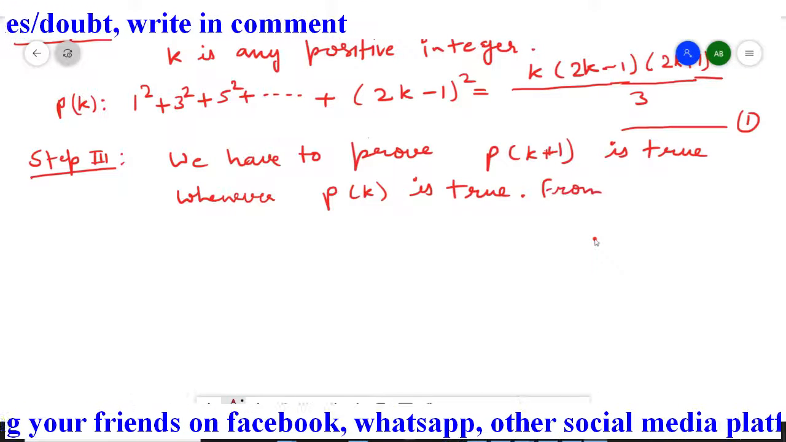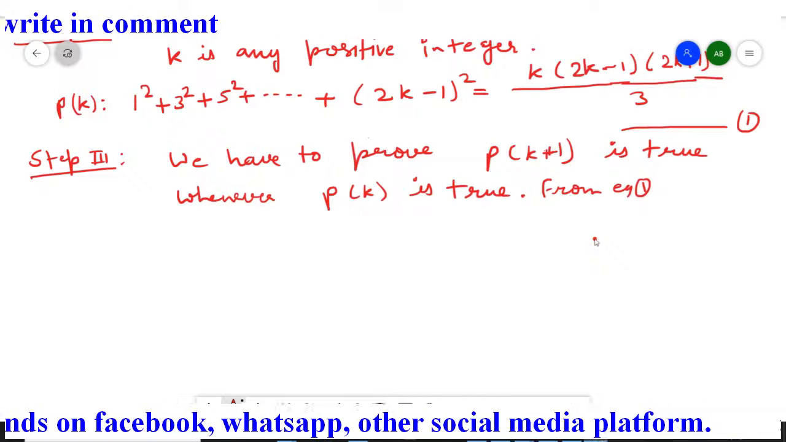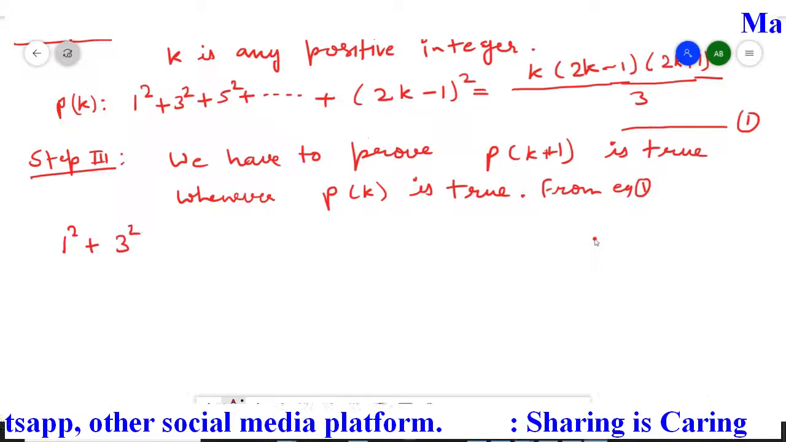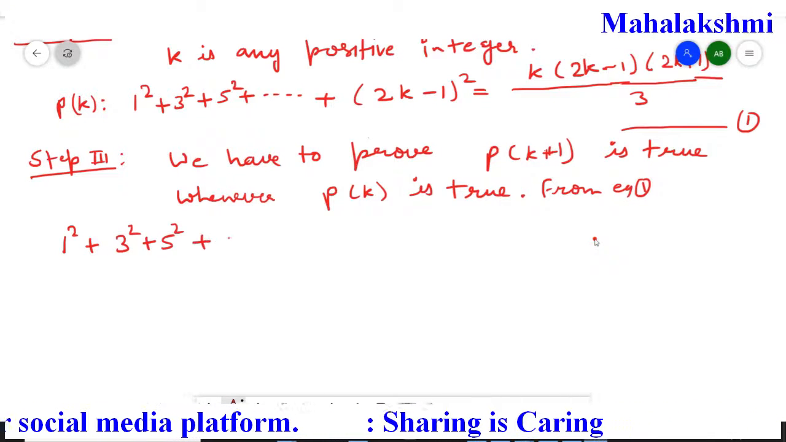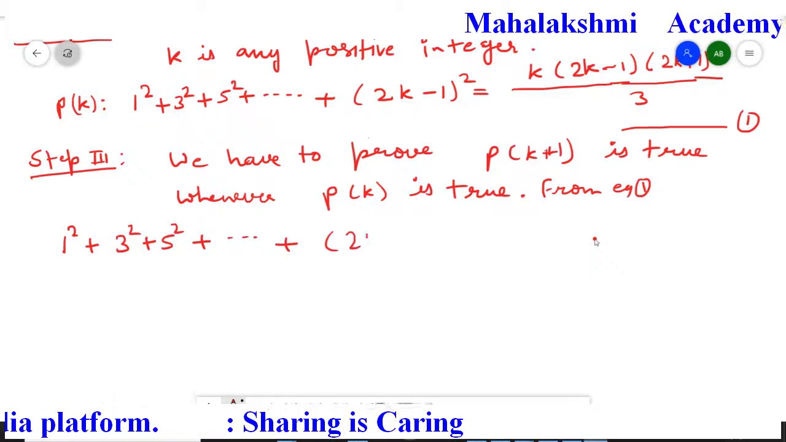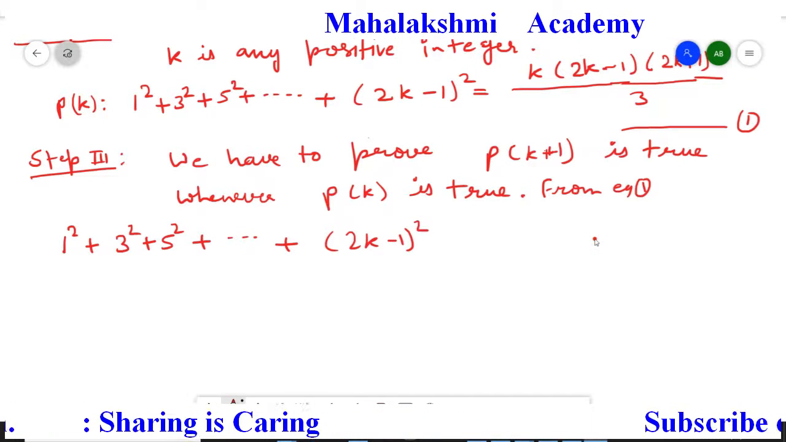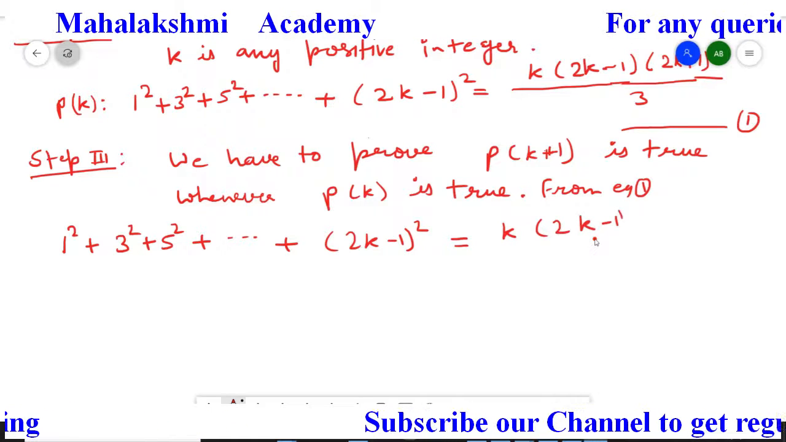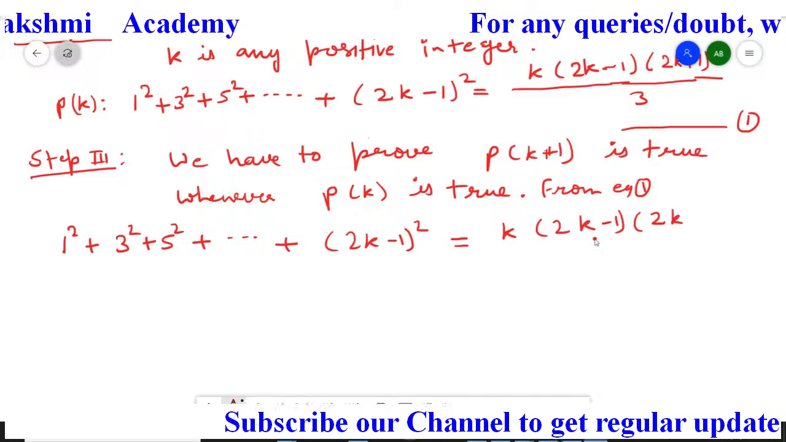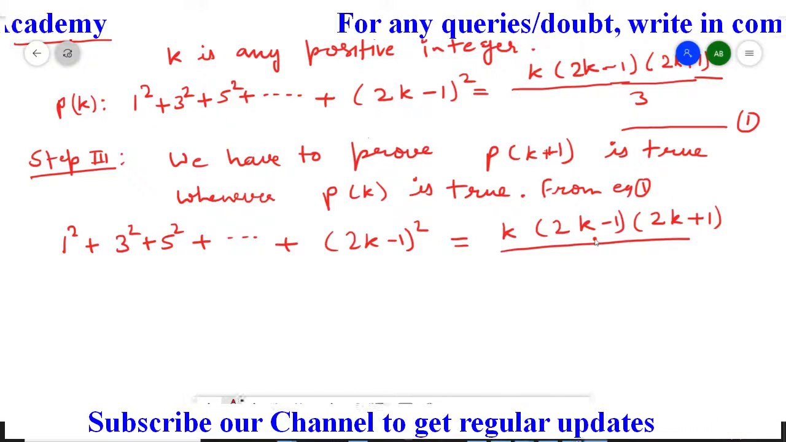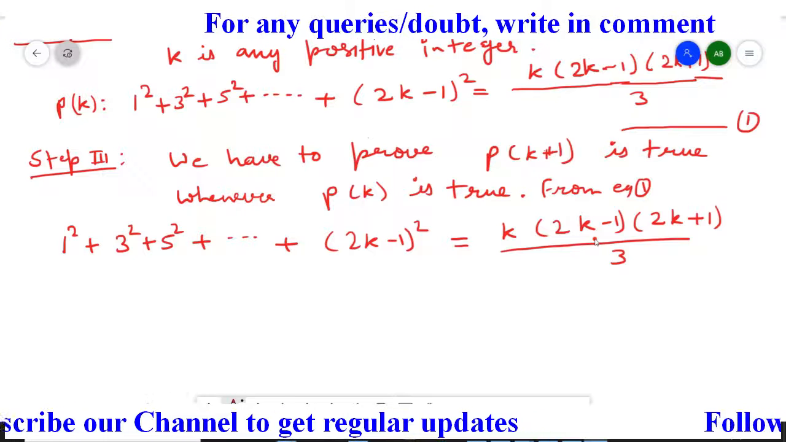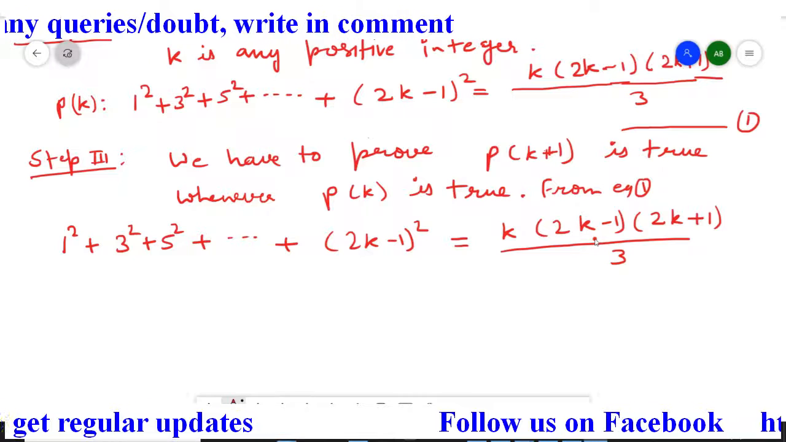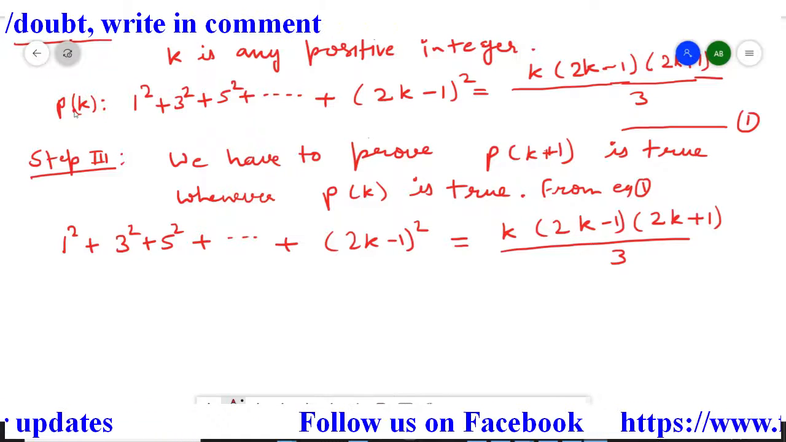So we will write down here from equation 1. First equation: 1 square plus 3 square plus 5 square plus, extended up to (2k minus 1) whole square, is equal to k times (2k minus 1) times (2k plus 1), divided by 3. So this equation we have to convert into the k plus 1 equation. So we are going to find out what we have to add. Just analyze it properly.